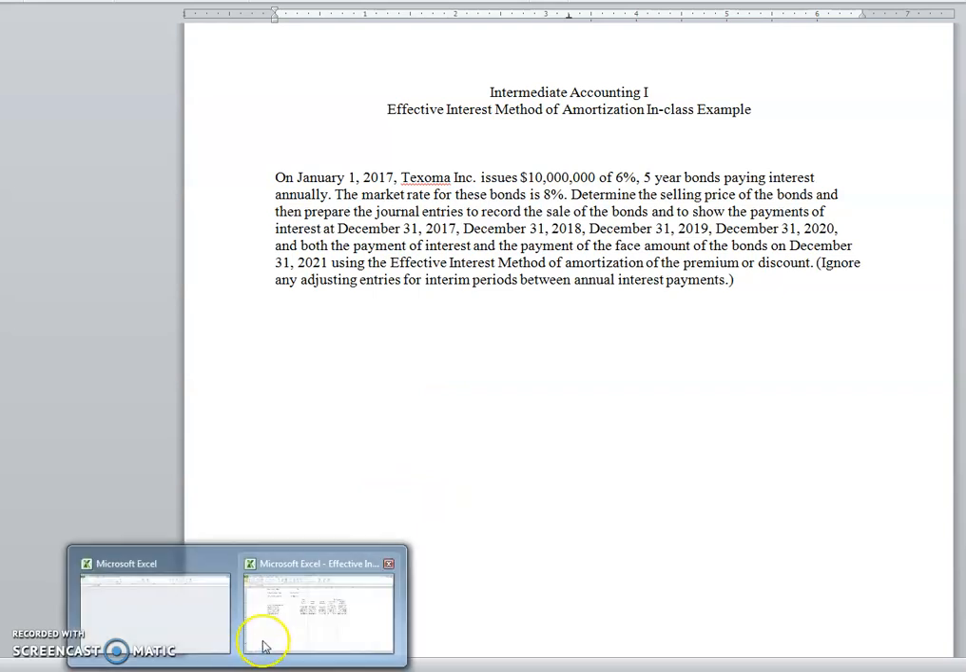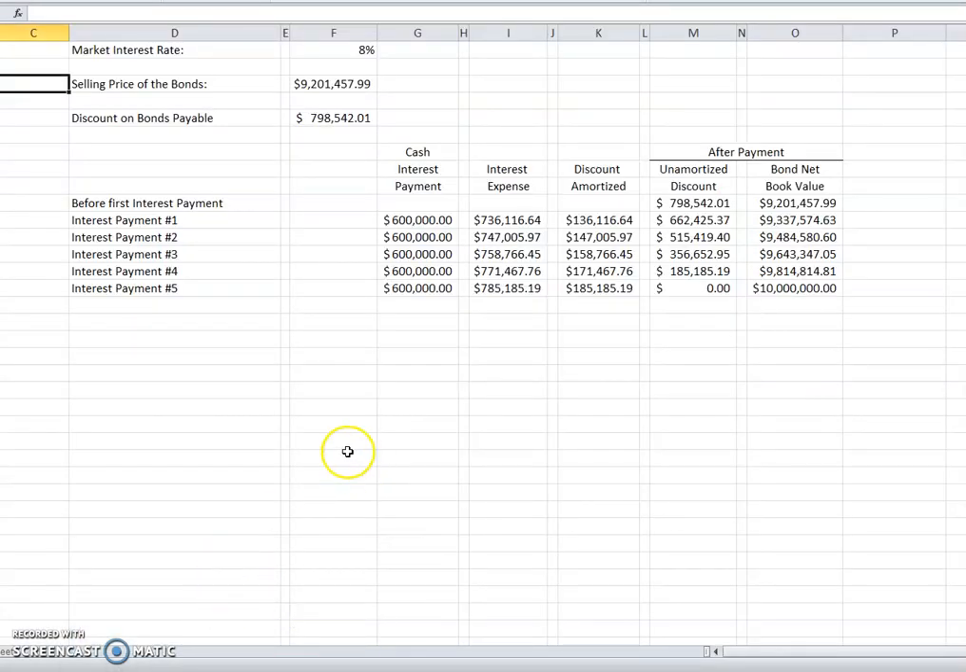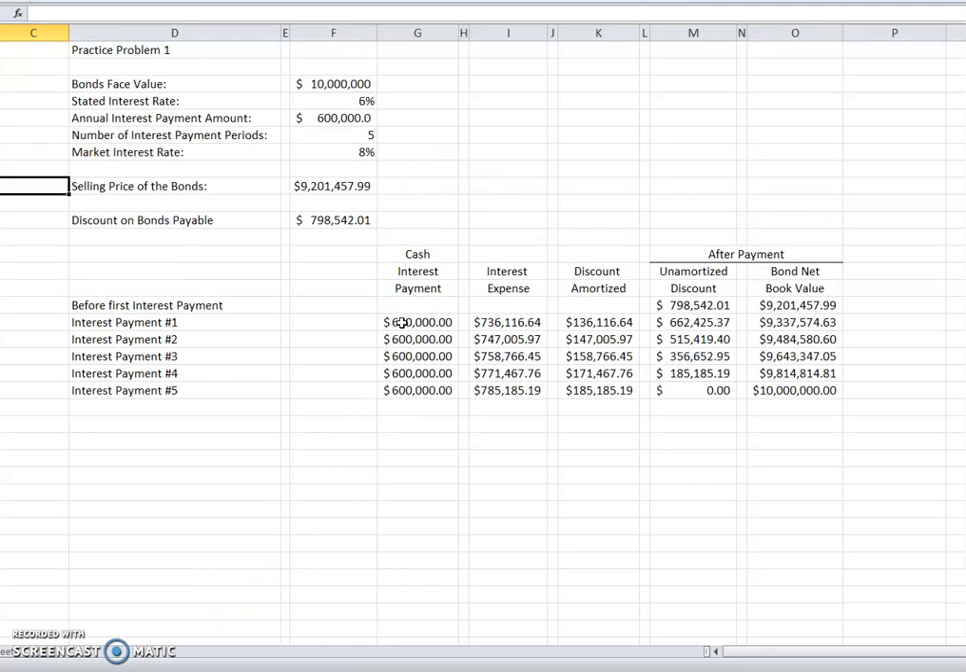Okay, first let me show you how you go about calculating everything. So here's the problem. I've just set it up in a spreadsheet. So there we have the bond face amount, which will be due in 5 years. There's the stated interest rate. There are the annual interest payments, which is just the face amount of the bonds times the interest rate. There's the life of the bonds, 5 years. The market interest rate of 8%, which is going to be the effective interest rate for the bonds.